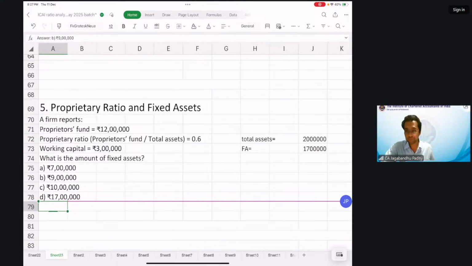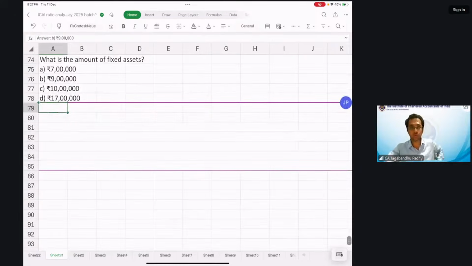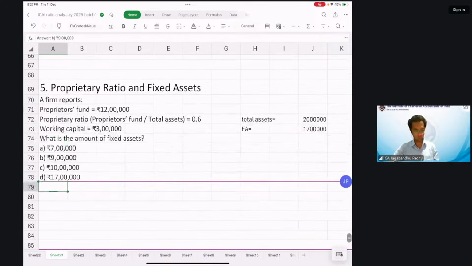Okay. Fine. So with that, we are through the chapter of ratio analysis, guys. Yes, Nagaraj, do you have any query?